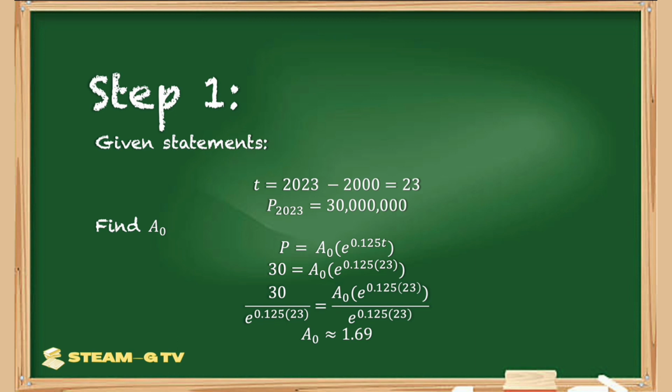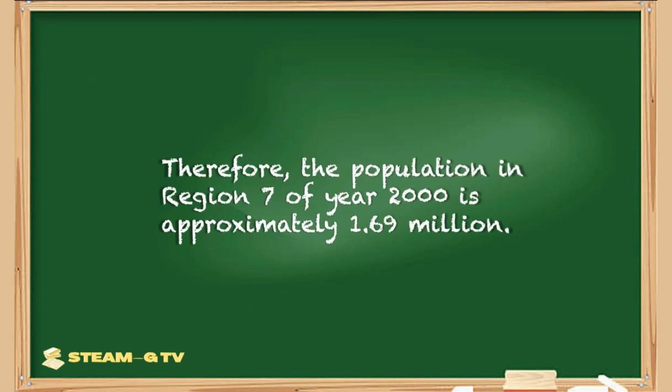And using our calculators to solve it, we are then left with the answer, which is that A0 is approximately 1.69. Therefore, the population in Region 7 in the year 2000 is approximately 1.69 million.